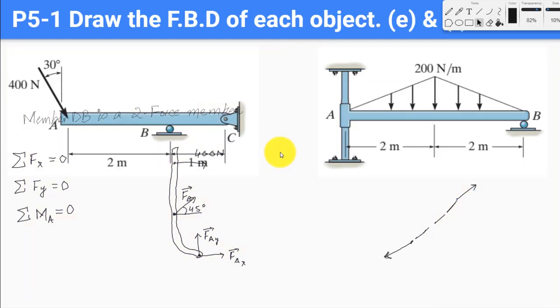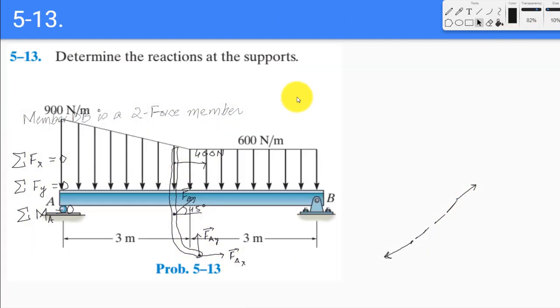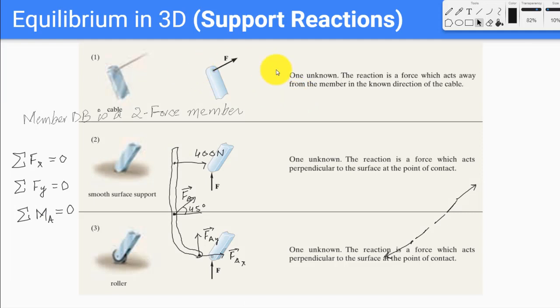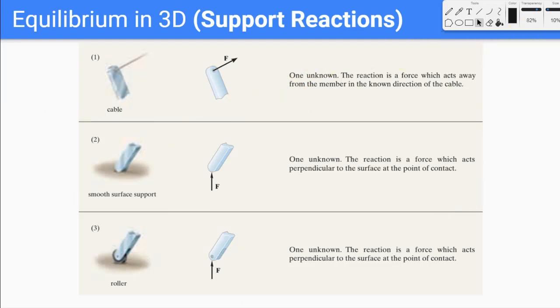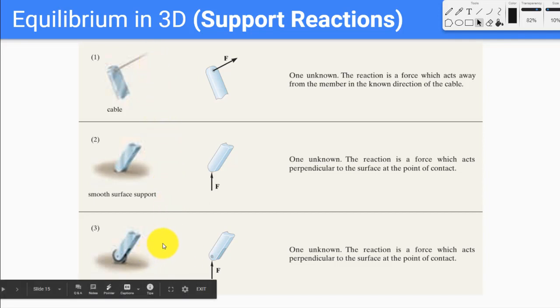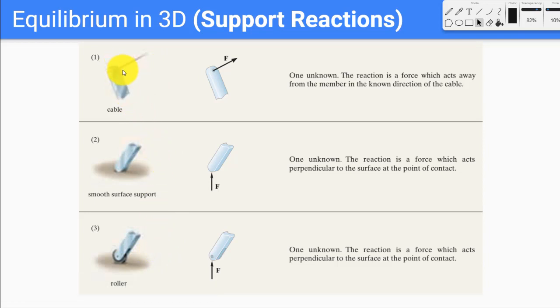Okay, so now we look at some support reactions for 3 dimensions. As we discussed earlier, our next topic is equilibrium in 3 dimensions. And so first of all, we need to look at the different types of supports we can have in 3 dimensions. So these 3 supports are pretty similar to what we used to have in 2 dimensions. If we have a cable support, this cable would provide a force which is along the direction of the cable, and we'll get one unknown. This is exactly what we had before.